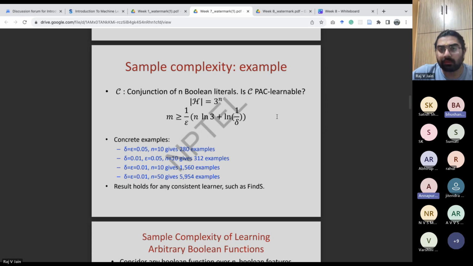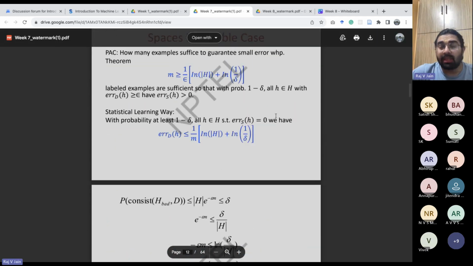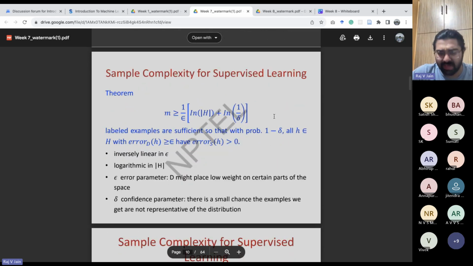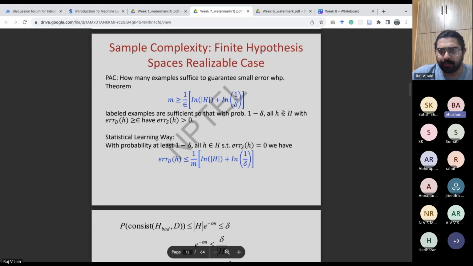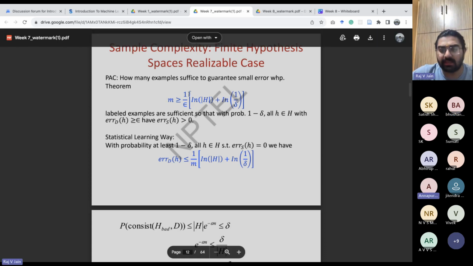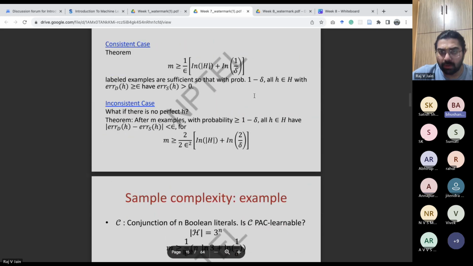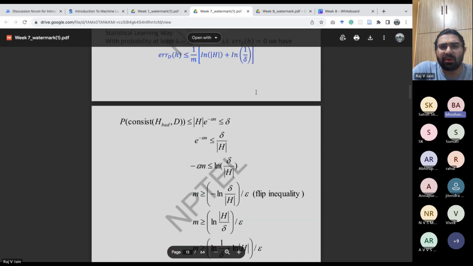Now, the meaning of a consistent hypothesis is that C and H are the same, am I right? Not exactly. It means the error on the training data is 0. In the consistent case in the slides, where m is greater than or equal to 1 upon epsilon, the error on the training data is 0. So the number of samples is proportional to 1 upon the error rate. And the inconsistent case is where there is significant error. Okay, the consistent case is when the error on the training data is 0. Then what is this eta? That is an error, isn't it?